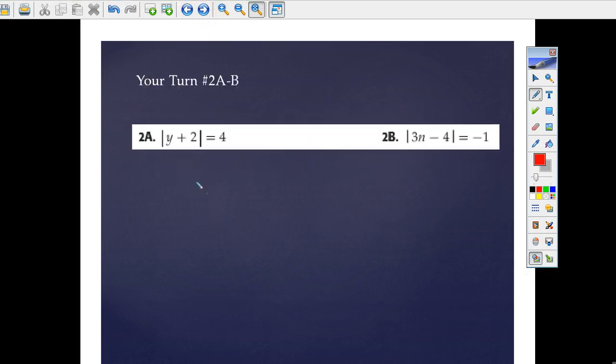Alright, so here's your turn, numbers 2a and 2b. Already I see one of these will have an empty set and there's no solution, because there's no such thing as an absolute value being a negative number. But if there is a positive number, you can say y plus 2 is positive 4, or case 2, y plus 2 is negative 4. So you have to do two scenarios for each equation.